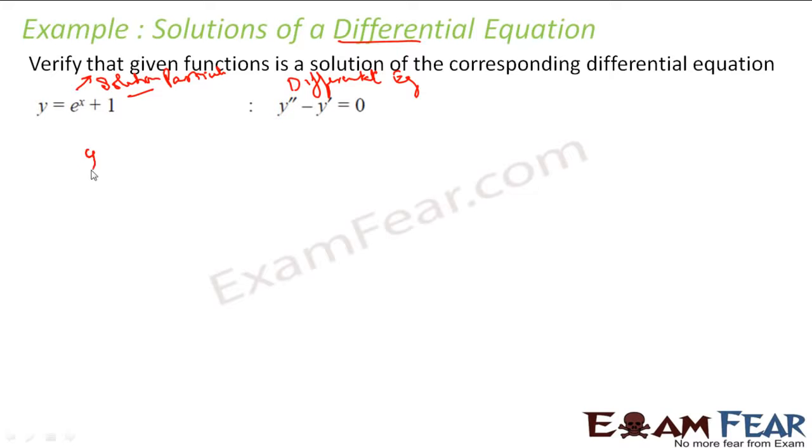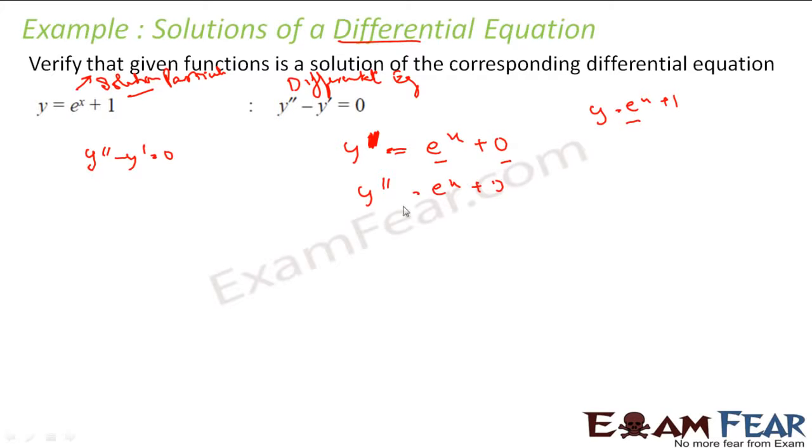So the differential equation is y double dash minus y dash is equal to 0. So I have to find y double dash and y dash. Let's find y dash first, then we'll find y double dash. If my y is equal to e to the power x plus 1, my y dash will be e to the power x plus 0. And y double dash will be e to the power x plus 0 itself. Correct? Why? Because my y is equal to e to the power x plus 1. You differentiate this, e to the power x becomes e to the power x itself.